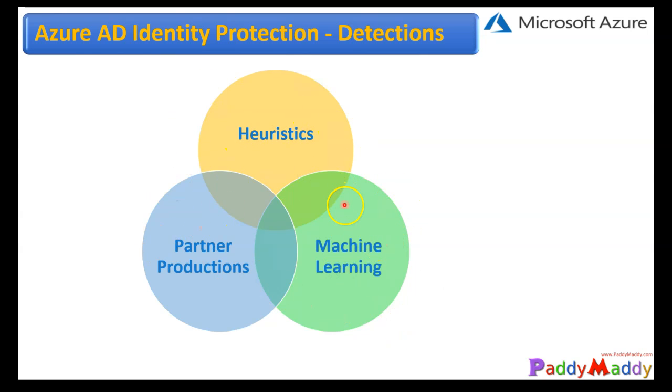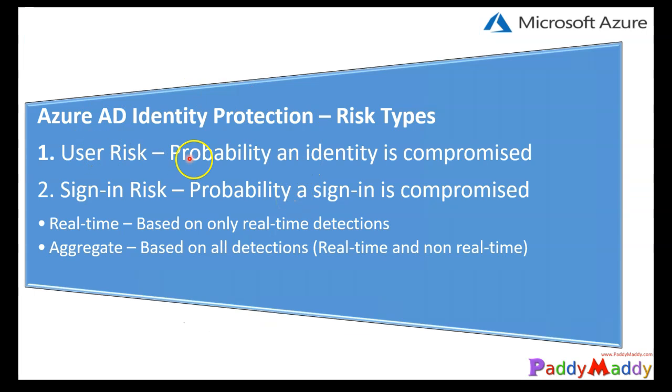And when you see a user sign in as a risk, it is considered to be of two types basically. One would be the user risk, and the other one would be the sign-in risk. So it is differentiating here between the user risk and the sign-in risk. When we talk about user risk, probably an identity is completely compromised. When we talk about sign-in risk, it could be that just a sign-in is compromised.